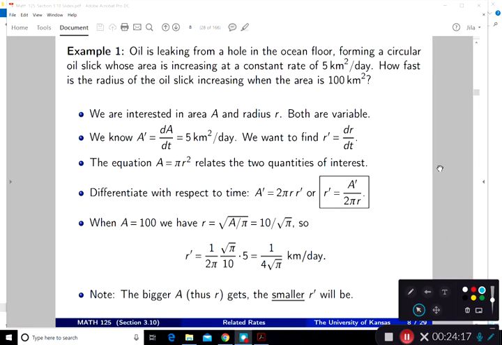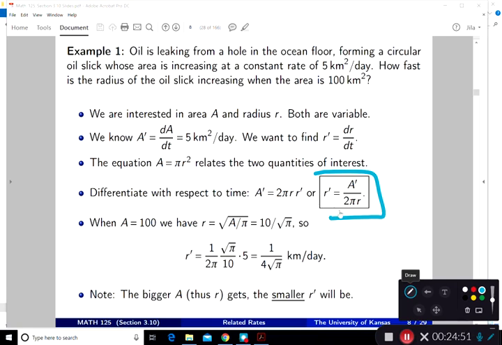Okay, so again, let's look at this problem a little bit further. When we were solving, we got to this point where r prime is equal to A prime divided by 2 pi r. This is when we took the derivative, and then we figured out dA/dt is equal to dr/dt times 2 pi r. If you solve, you get it this way.